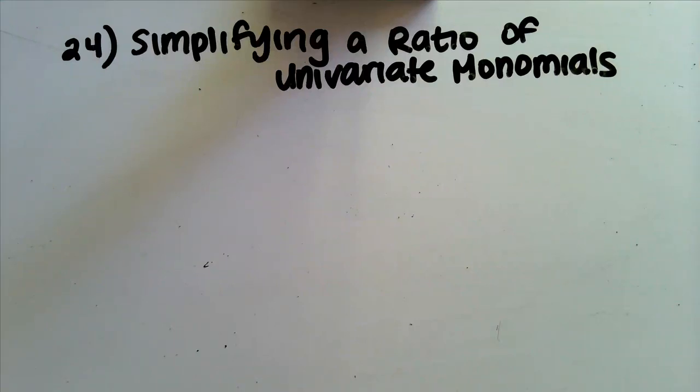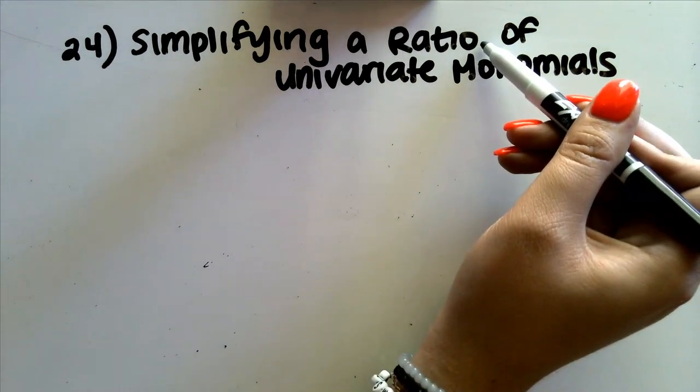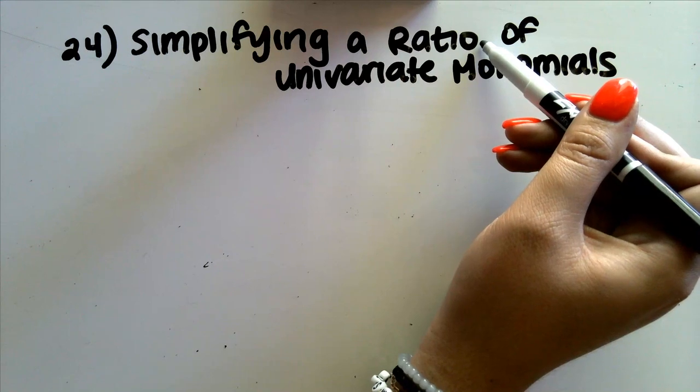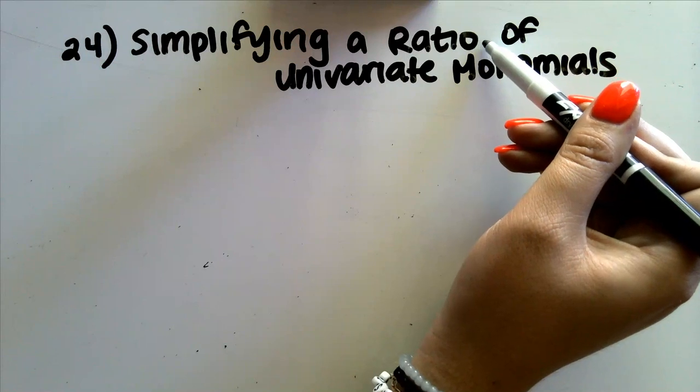Hi guys, today we are going to be talking about something called simplifying a ratio of univariate monomials. That's like a word salad in there, so let's break this down a little bit. We have this word ratio. That means we're going to be comparing two different numbers and thinking about it in terms of a quotient. You can almost think that a ratio is the same thing as a quotient, so we know that there's going to be some type of division in there.